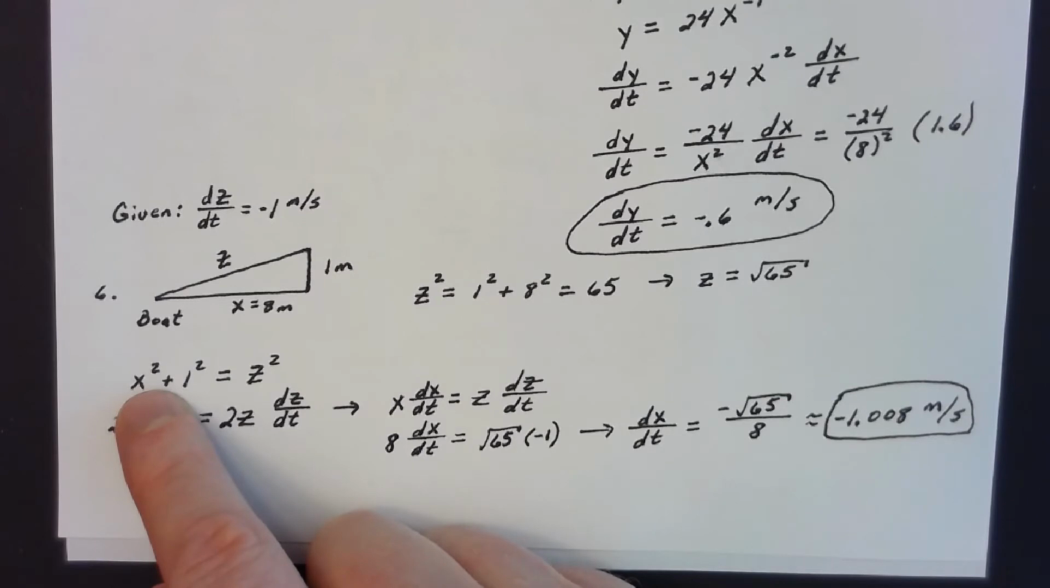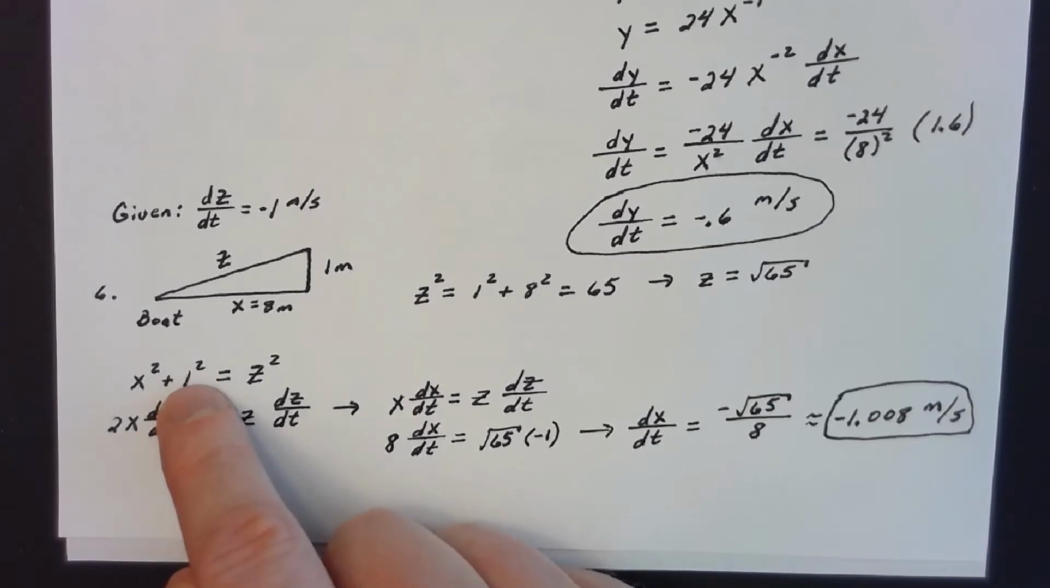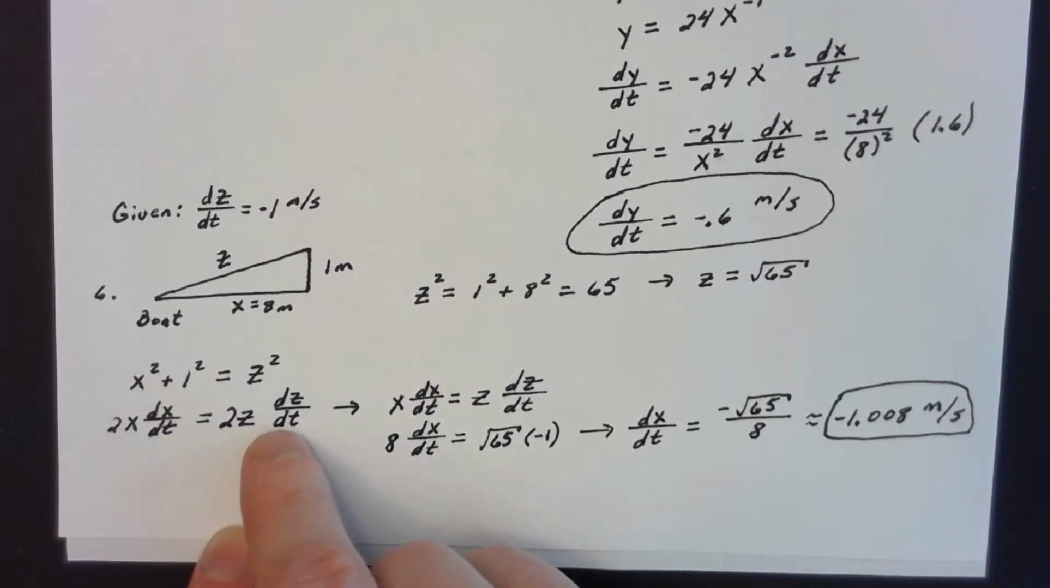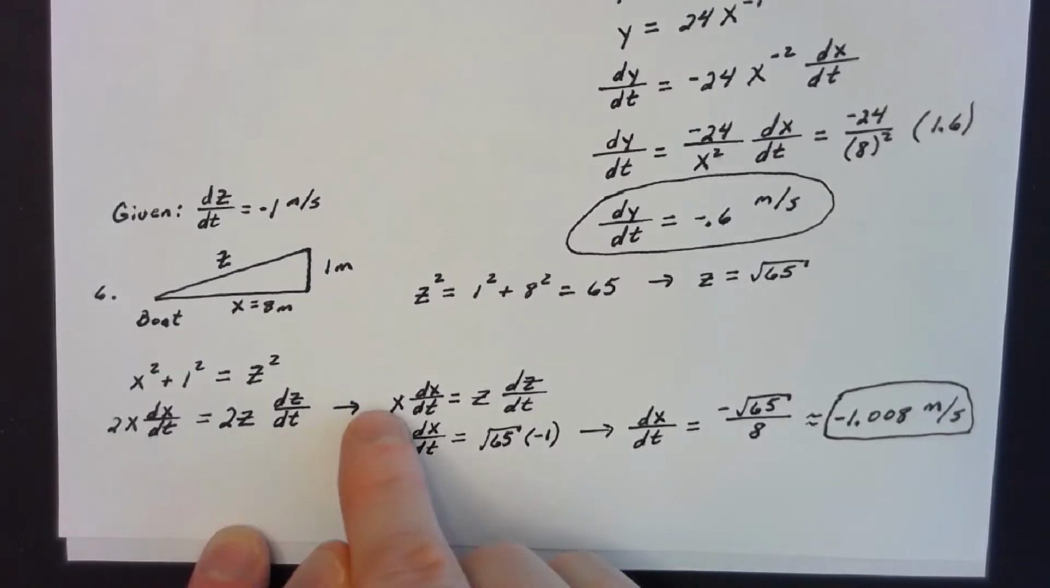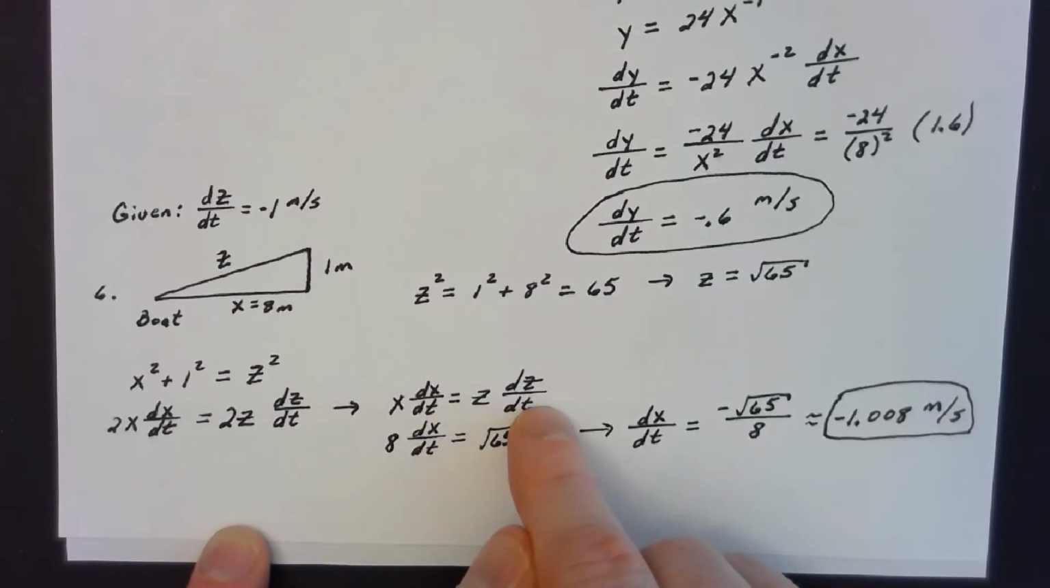Now I have my variables in there. I can take the derivative. Derivative of x squared is 2x dx dt. Derivative of any constant is 0. Derivative of the right-hand side, 2z dz dt. At that point, I went ahead and just divided both sides by 2 and got x dx dt equals z dz dt.